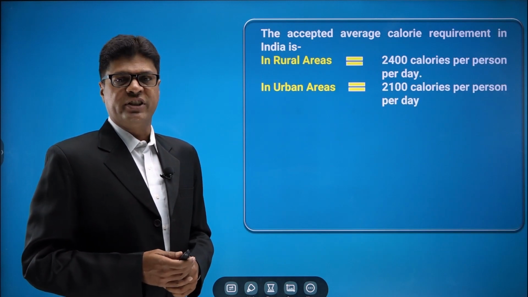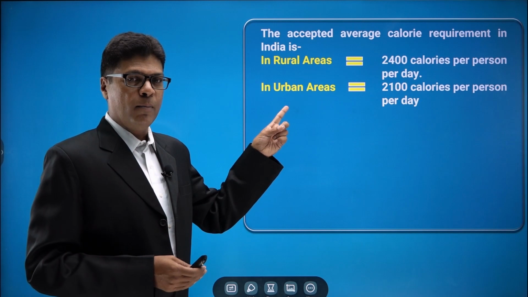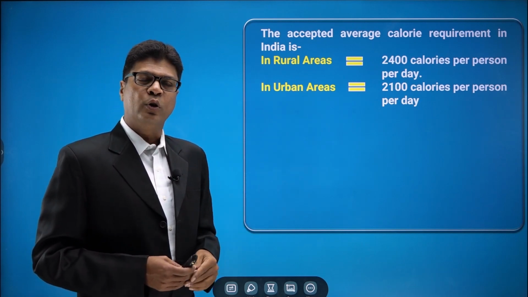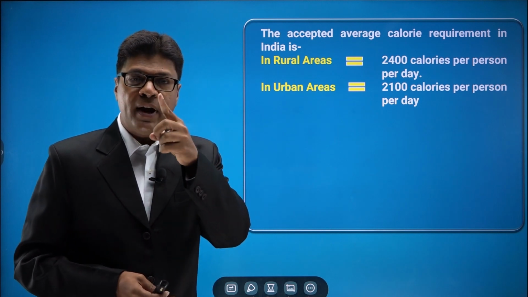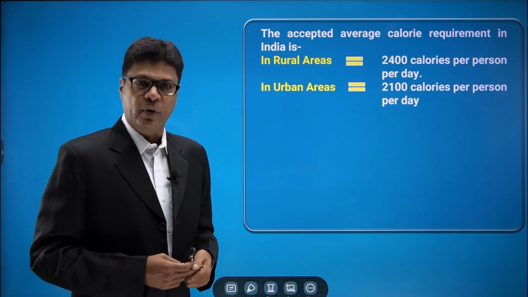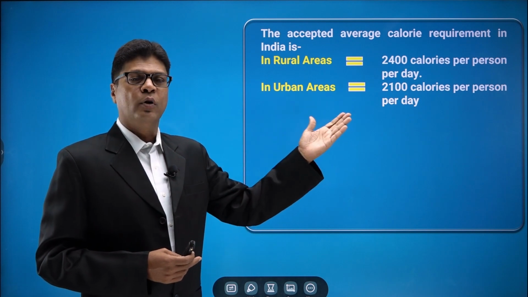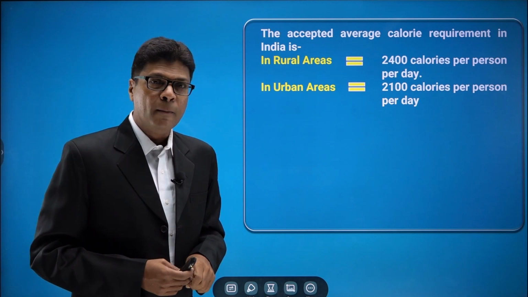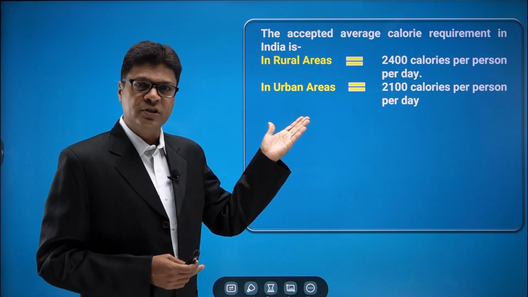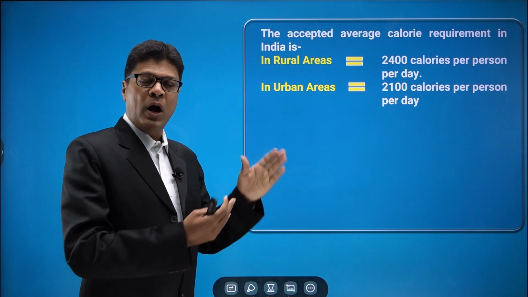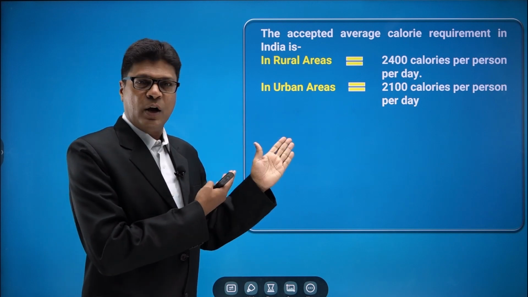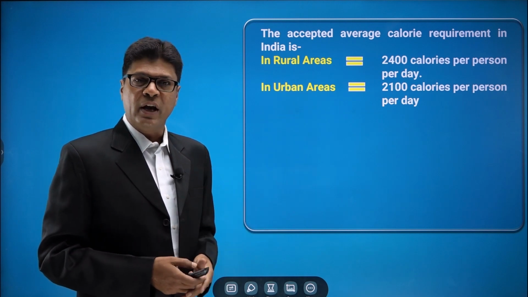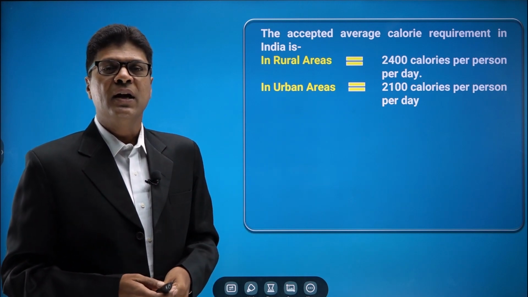The accepted average calorie requirement in India. I am talking about rural India and urban areas. In rural areas, गांवों के अंदर, 2400 calories per person per day is the minimum requirement. While in the urban areas, it is only 2100. Why? Have you ever thought? क्यों? Rural persons do more hard work in comparison to urban. वो ज़्यादा हार्ड वर्क करते हैं. अर्बन एरियाज ज़्यादा मेंटल वर्क करते हैं. तो रूरल एरियाज को दे रिक्वायर्ड मोर कैलोरीज एंड अर्बन एरियाज दे रिक्वायर्ड लेस कैलोरीज.